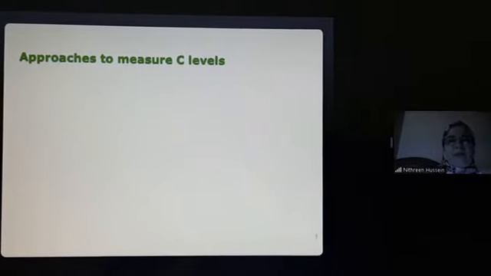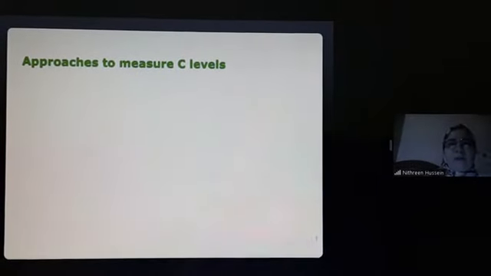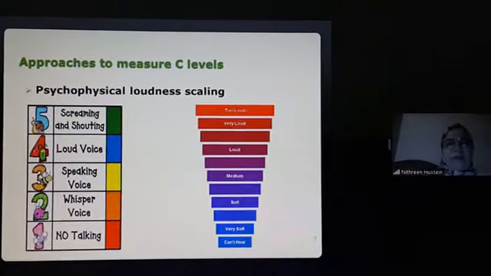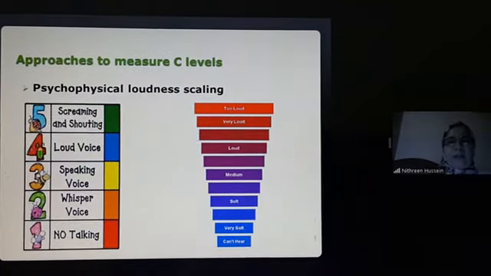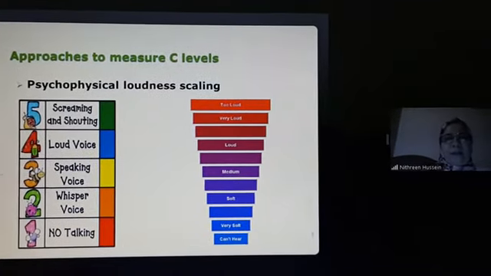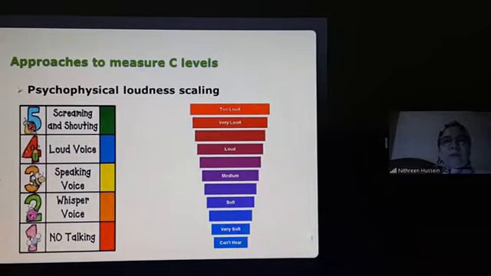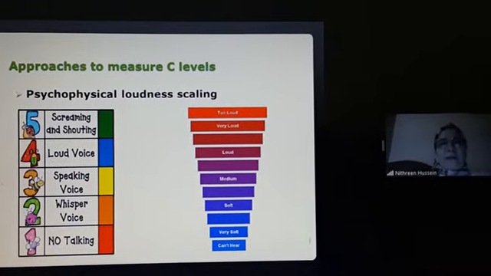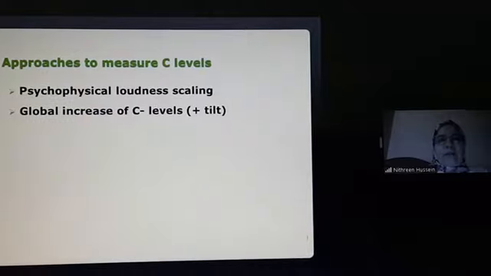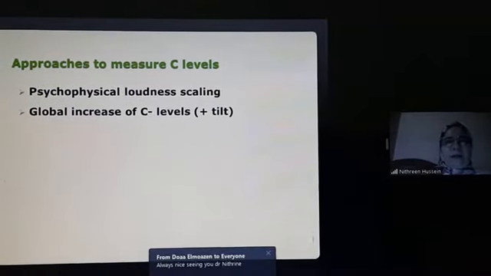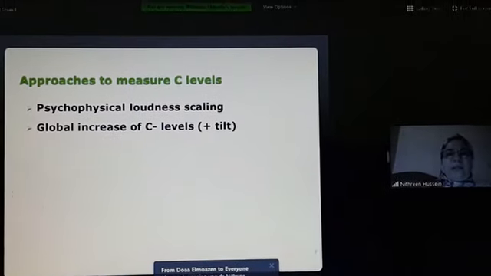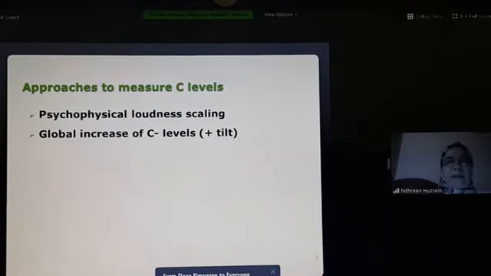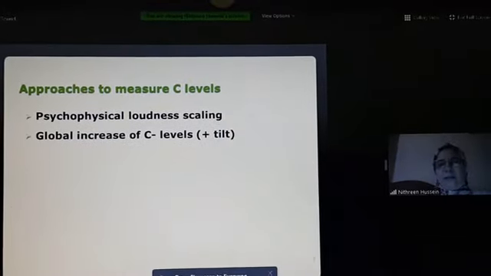Now we go to the C level, or the comfortable level, and how to measure the C level of the patient. First, we can use the loudness scaling chart, and the patient will point to the loudness till we get the most comfortable level for the patient. In children, if the child is very young and cannot point to the loudness scaling chart, we can use a different technique. I prefer to use the global increase of the C levels.